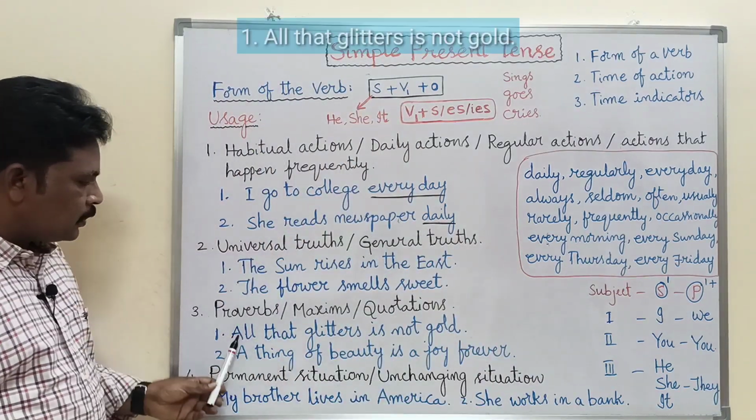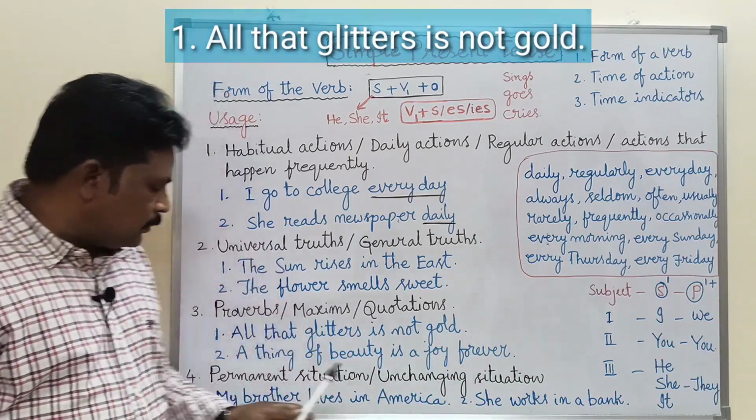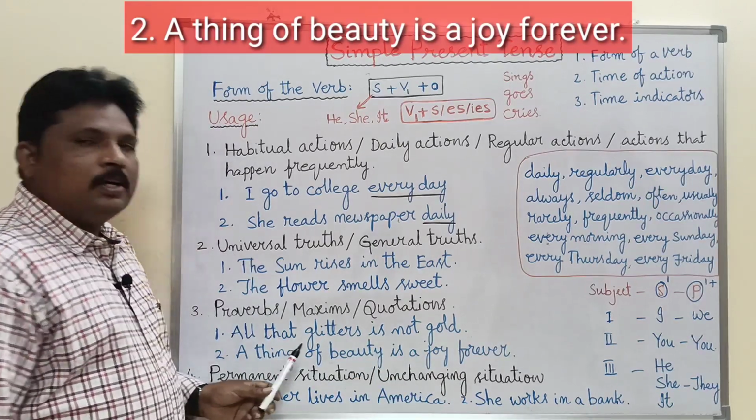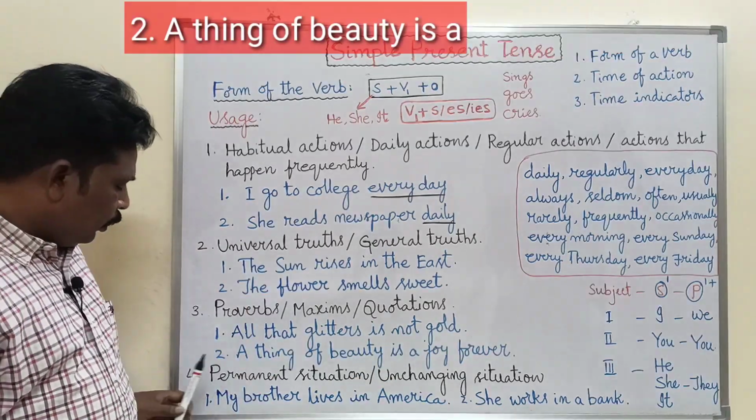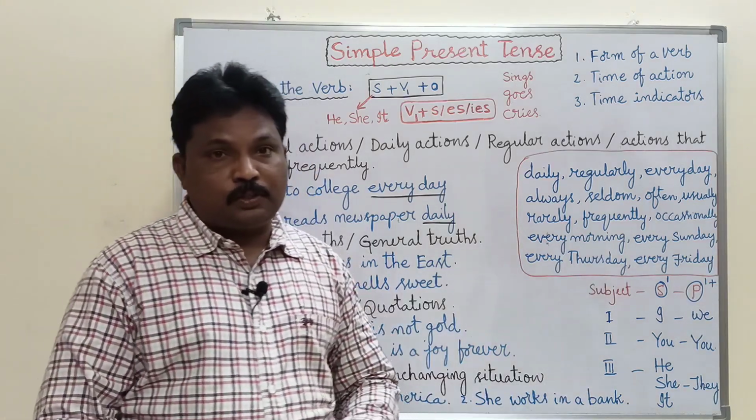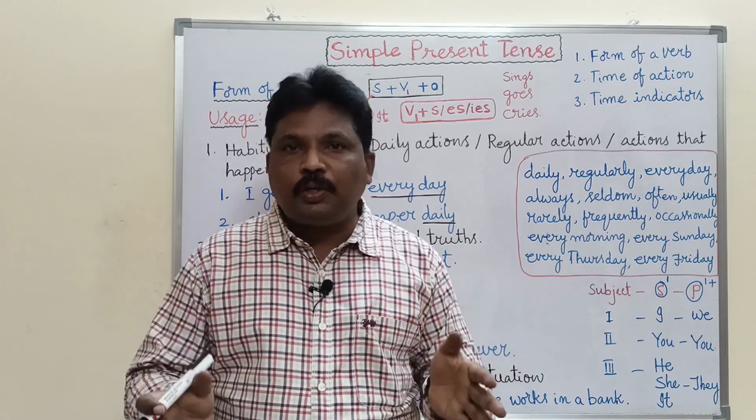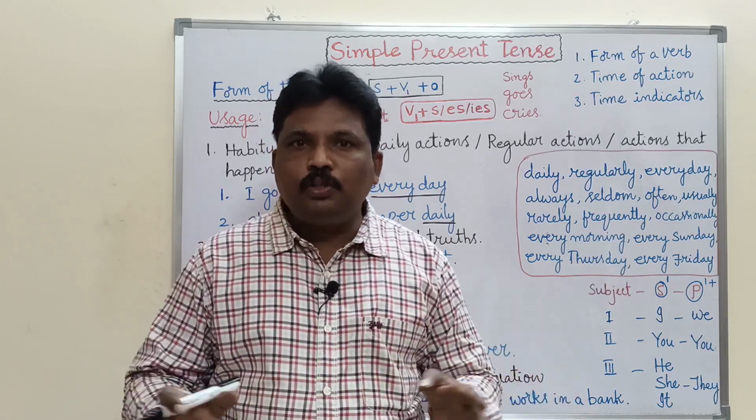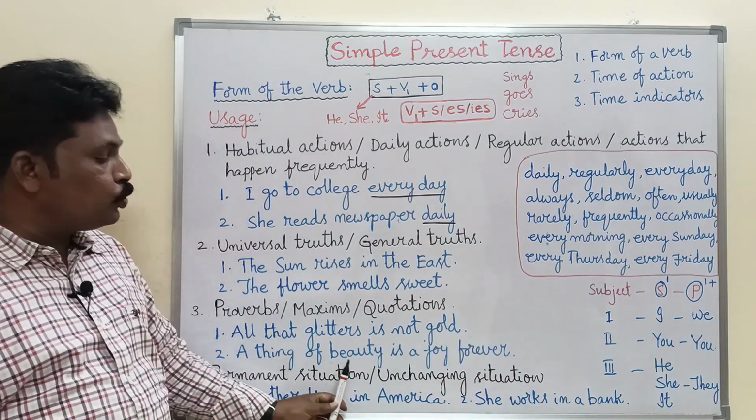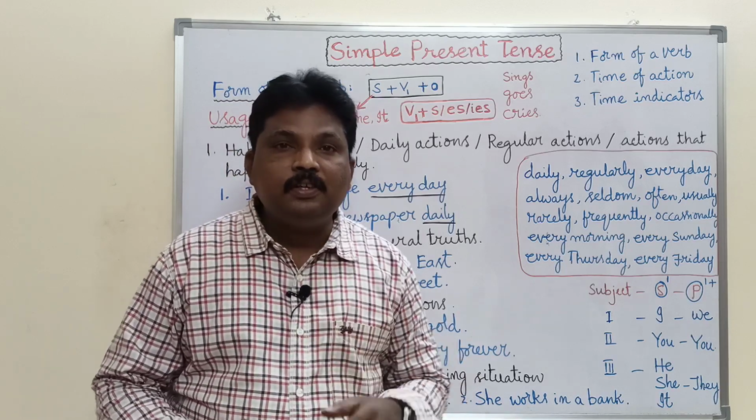Look at these examples. All that glitters is not gold. This is also in simple present tense. A thing of beauty is a joy forever. This is also simple present tense. Fourth one, permanent situations or unchanging situations. Whenever we talk about permanent situations, a situation which will never change, which will never be altered, simple present tense is used.